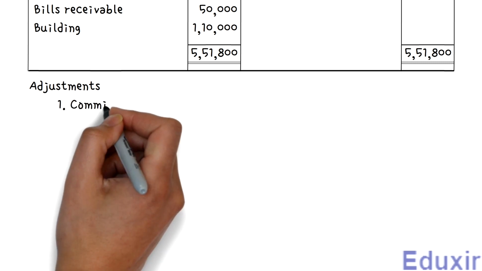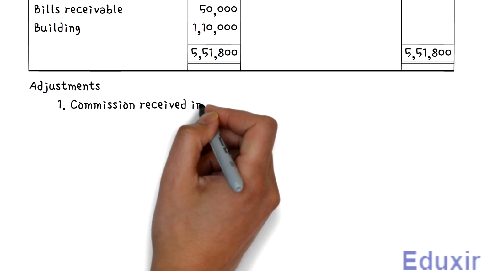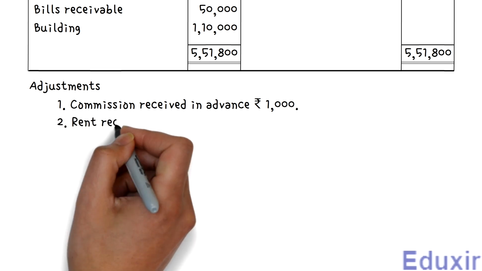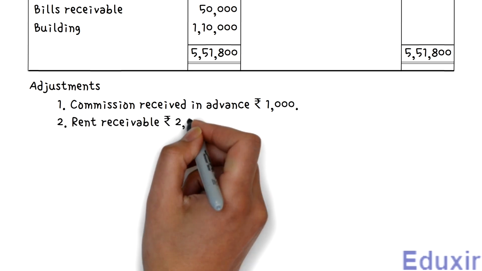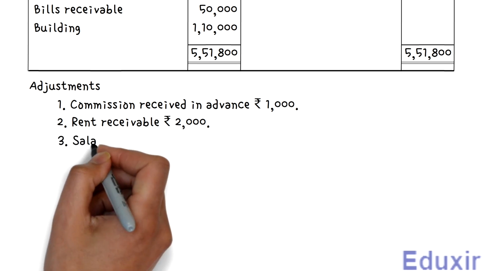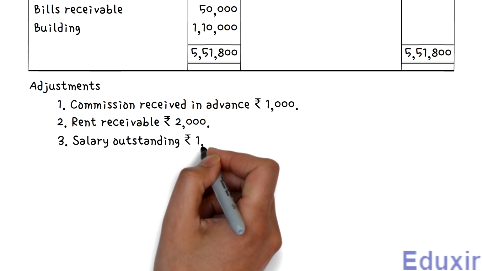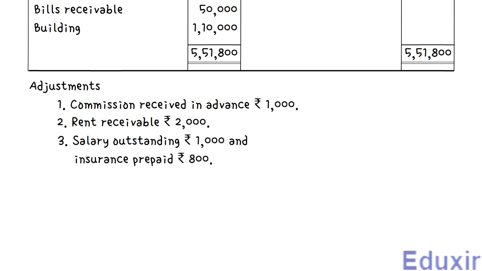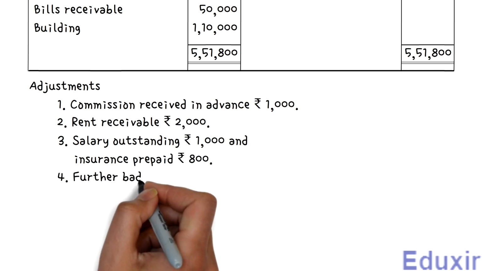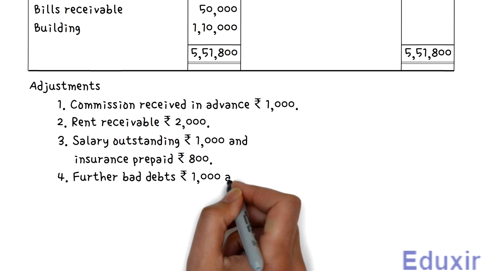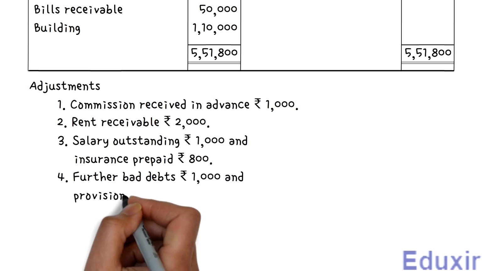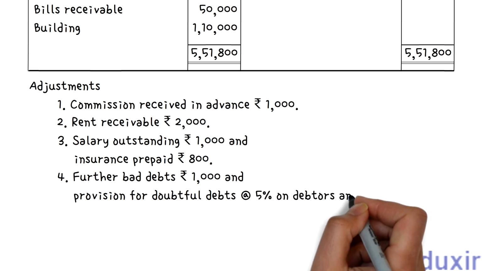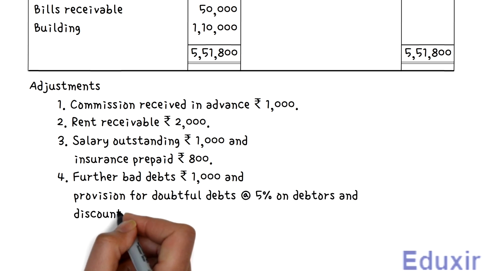The first adjustment is commission received in advance 1,000 rupees. The second adjustment is rent receivable is 2,000 rupees. The third adjustment is salary outstanding is 1,000 rupees and insurance prepaid is 800 rupees. The fourth adjustment is the further bad debts are 1,000 rupees and provision for doubtful debts at the rate of 5% on debtors and discount on debtors at the rate of 2%.